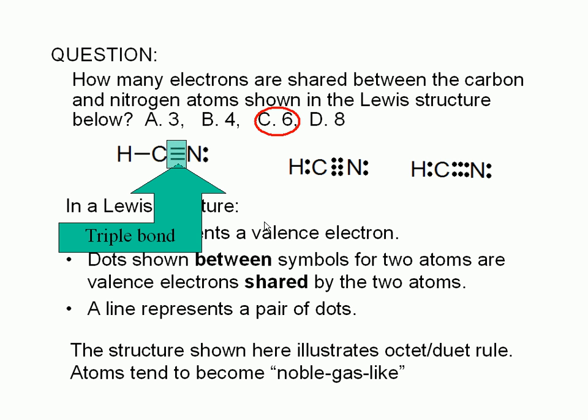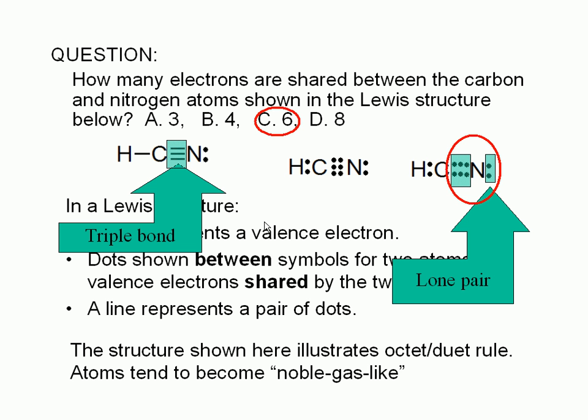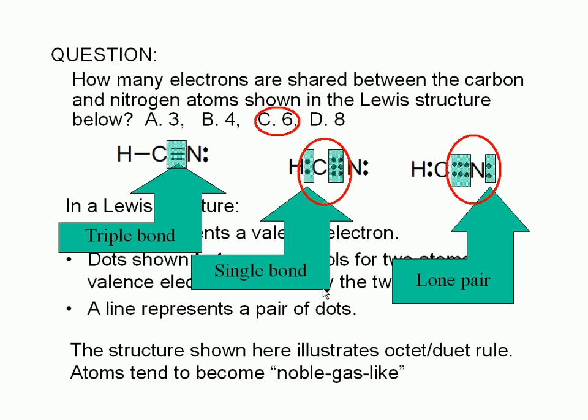In the example shown here, nitrogen appears to be surrounded by 8 valence electrons, 6 in the triple bond with carbon, and 2 unshared. The unshared pair is called a lone pair. Similarly, carbon, as shown here, is surrounded by 8 valence electrons, 6 in the triple bond with nitrogen, and 2 in the single bond with hydrogen. Nitrogen and carbon follow the octet rule.